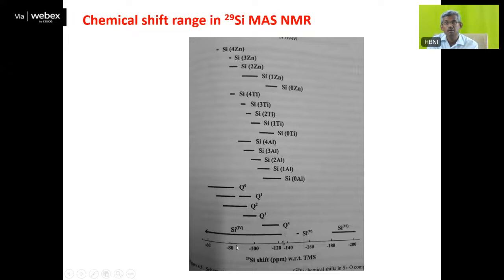If it is 0 aluminium, we see somewhere around minus 120, something like that. If there is 4 aluminium, we see around minus 100 or less than that. So here, with the change in aluminium, there is a marginal shift of around 5 to 6 ppm in the silicon NMR chemical shift values.